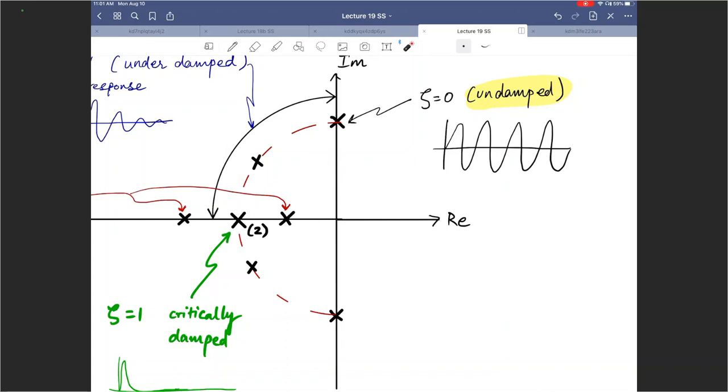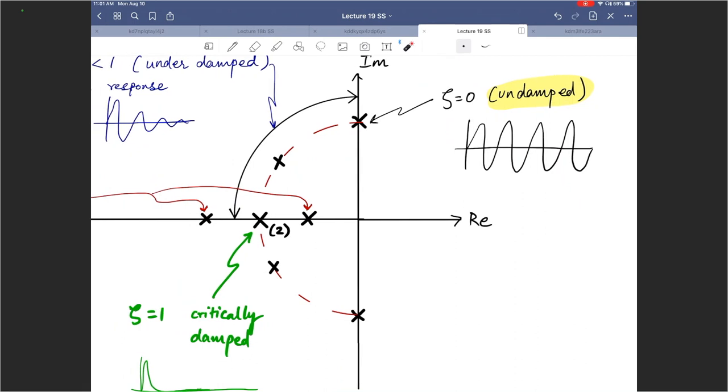So if you excite this second order system with some energy, it may be a step input, it may be an impulse input, whatever input you give it, it will result in continuous oscillations that don't go away when zeta is 0. So no damping, zeta is 0, that's an undamped system, and the response will have oscillations that go on forever, right? That's an undamped system.